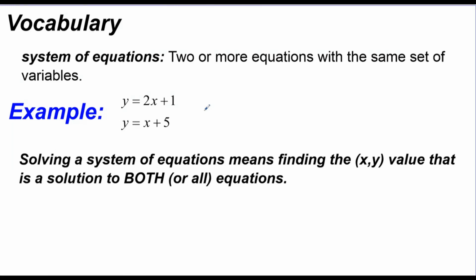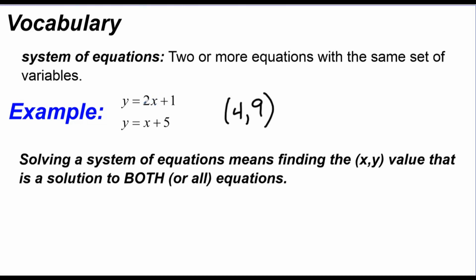We're going to graph both of these functions on the same coordinate grid, and we're going to see where they cross. So the solution to this example that I have is (4, 9). That pair of values makes both of these equations true at the same time.